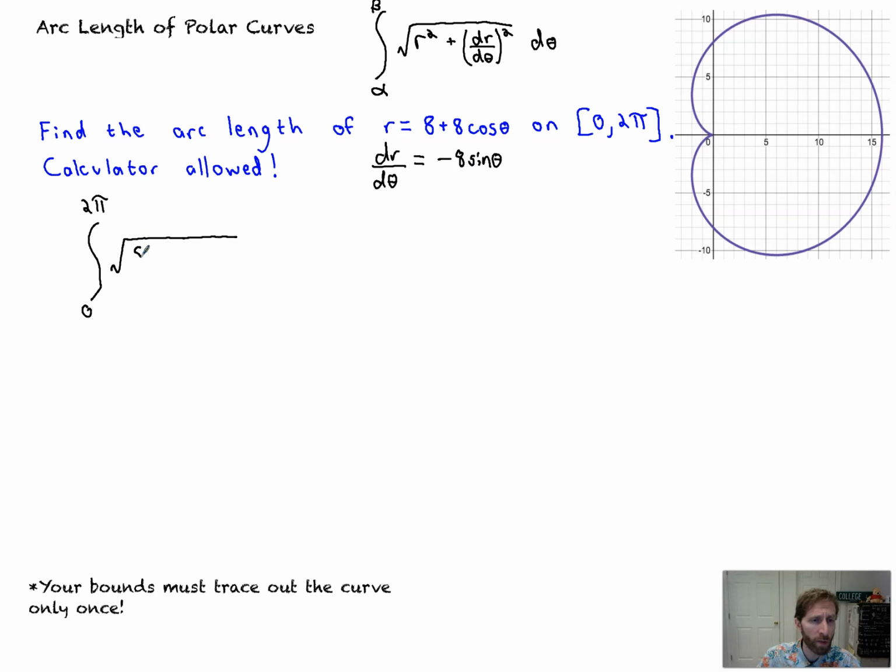So this is going to be r squared, which is 8 plus 8 cosine theta squared. And you are allowed to use a calculator here. Plus, and that's going to be negative 8 sine of theta squared. All right, so that right there is our formula, just plugging it in exactly as is. What we're going to do from here, oh, you know what we're going to do. We're going to integrate this thing with our calculator. So I'll be right back with the decimal answer, but that's it.